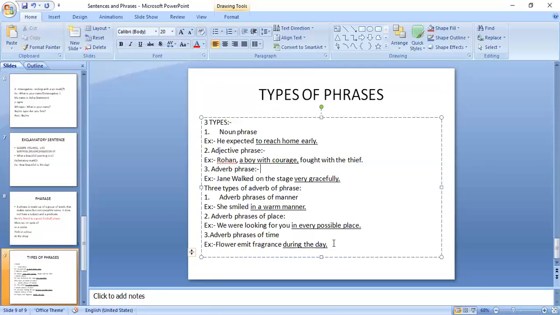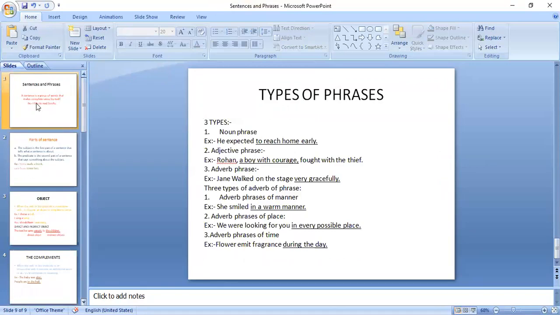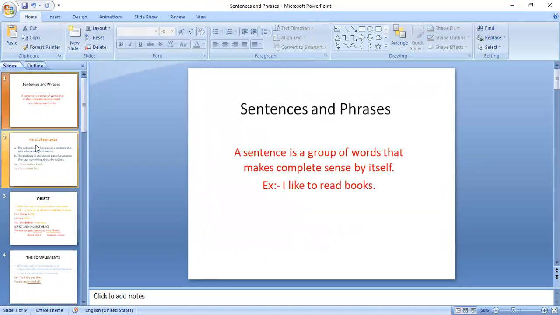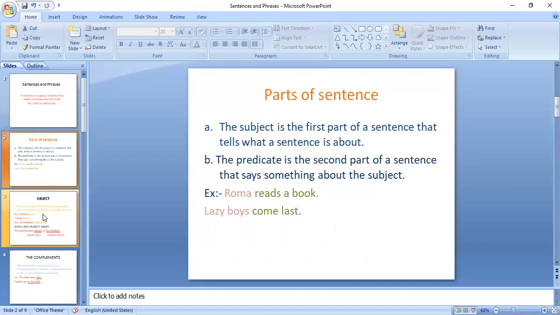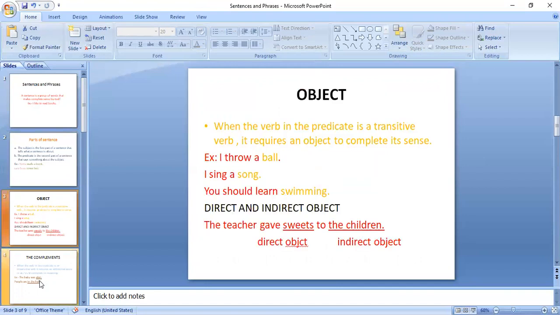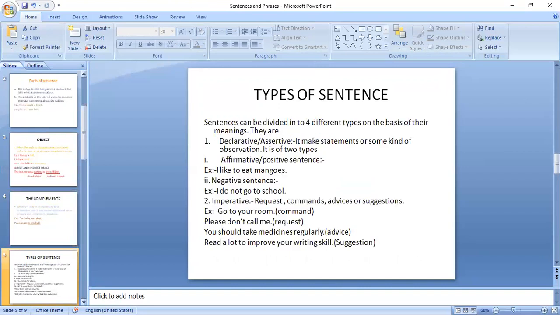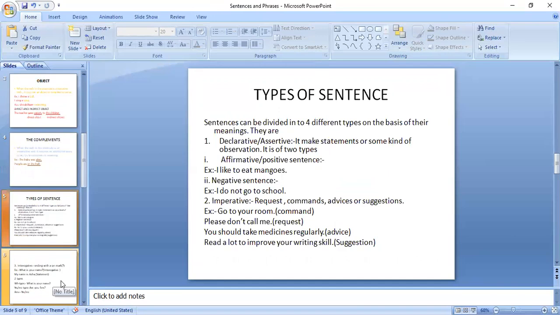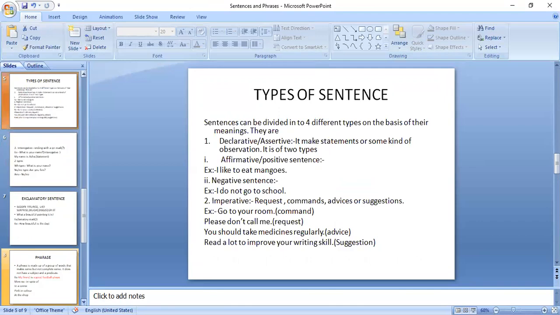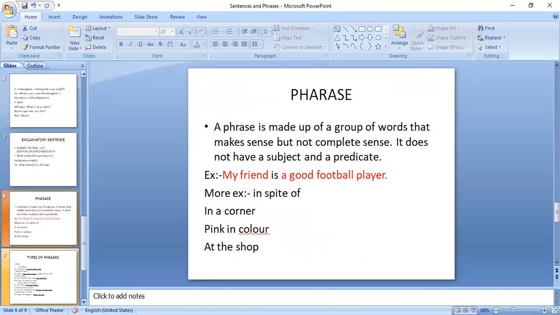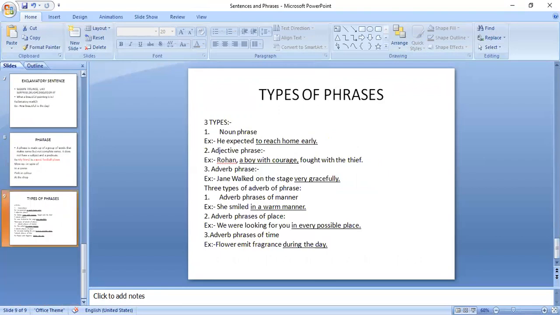Okay. So what we have learned today is: what is a sentence, then parts of sentences, then what is an object and types of object, what is a complement, what are the types of sentences, then phrase, then types of phrases. I think all of you understood what is sentence and phrase.